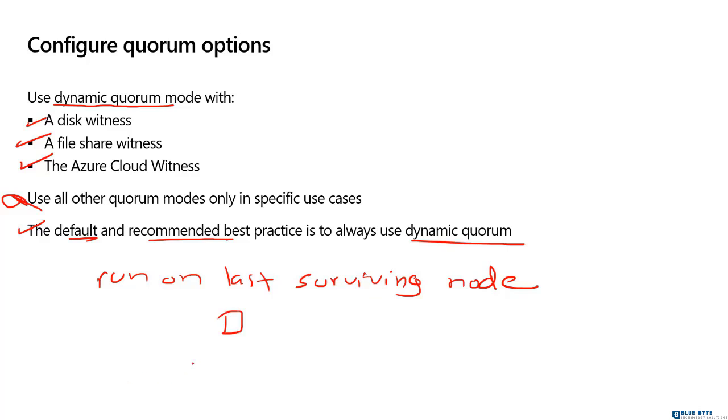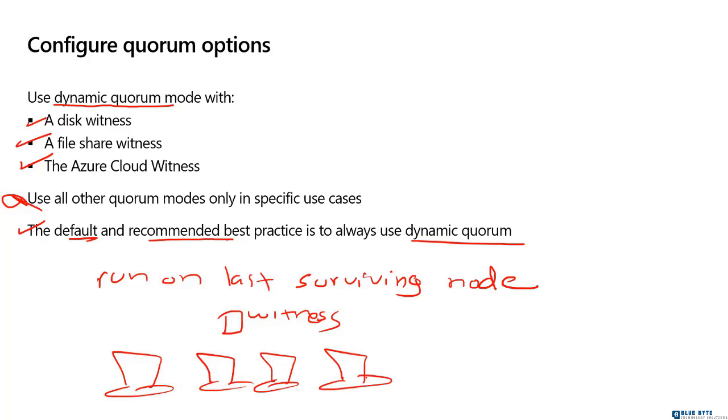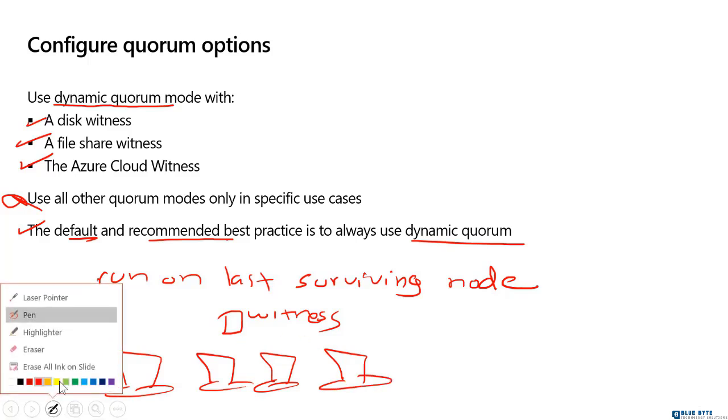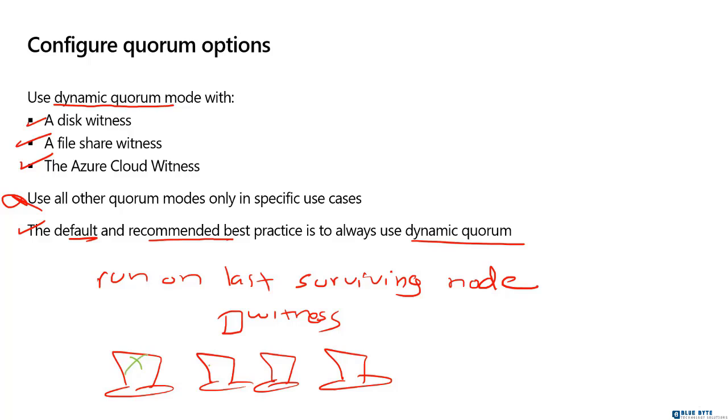So if I had my witness, we'll say that's a witness disk, and I have these 4 servers. Well, let's say here, this server goes offline, this server goes offline, and server 3 goes offline. Well, you no longer have a quorum. The old days of this, your entire cluster would be in a failed state because you no longer have a majority of your quorums. These 3 would be offline. Only 2 would remain online.